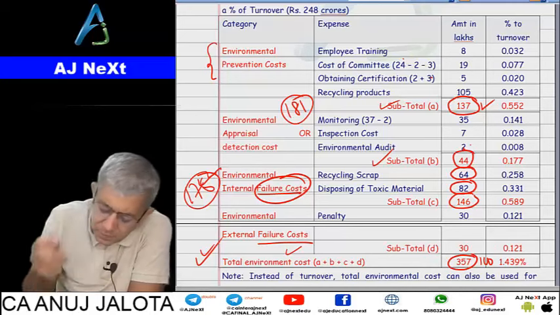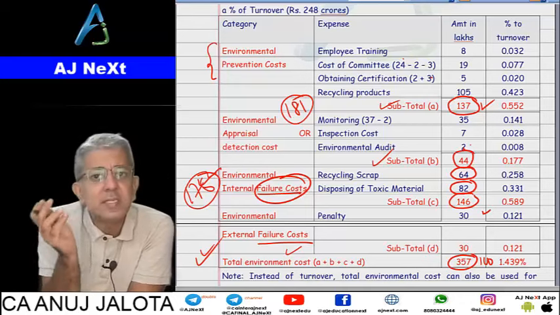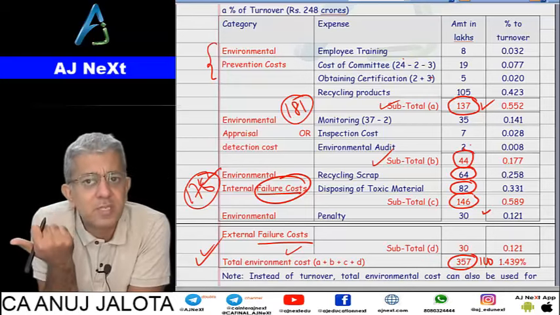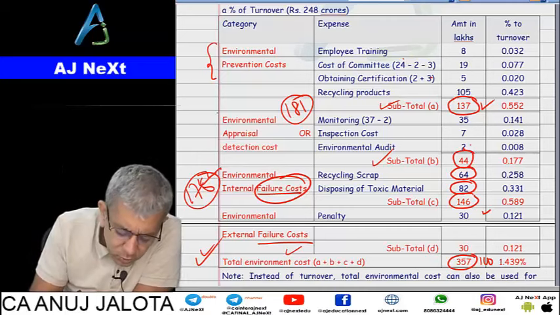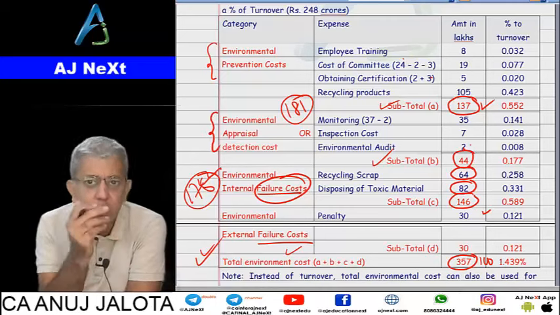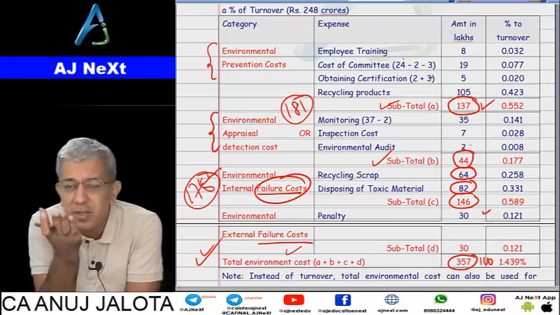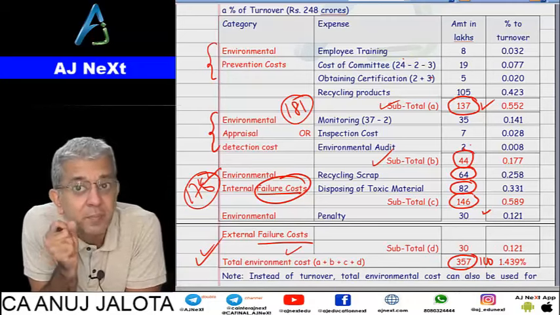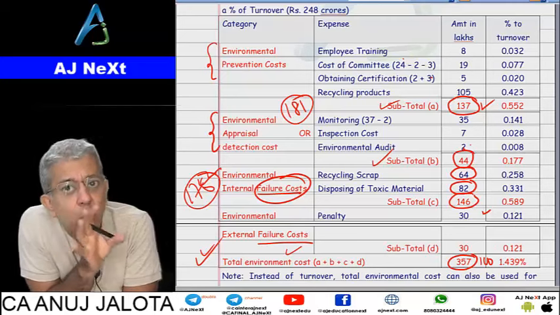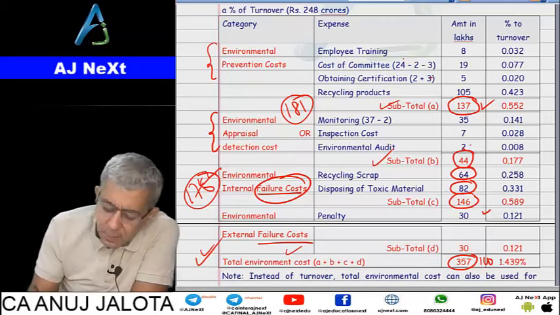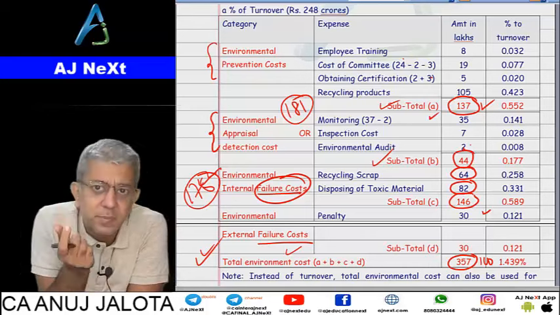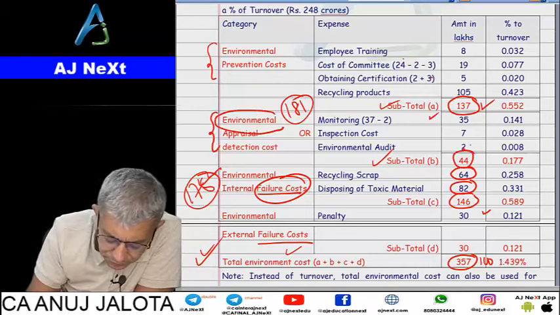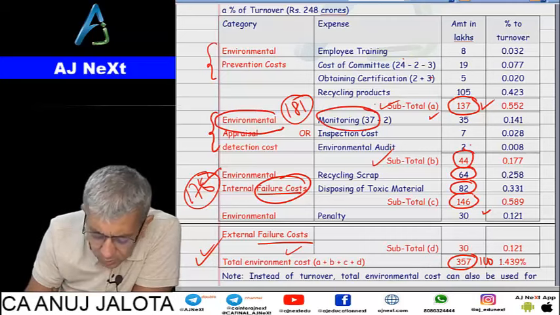Apart from that, penalty cost can easily be avoided by trying to adhere to whatever norms are there. For that, if appraisal cost has to be increased, you can do that. We basically got that penalty because the discharge of the cadmium was high. So try to monitor those things. For that, this cost might increase to some extent, I do understand. But if you increase that monitoring cost, it will help.